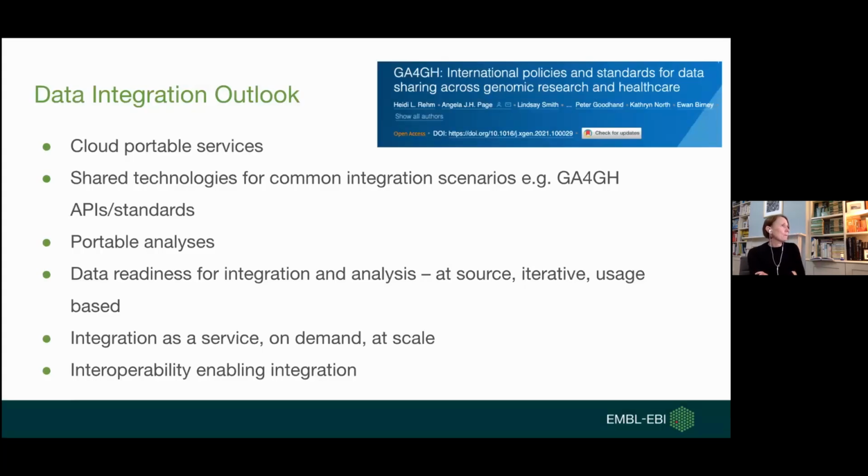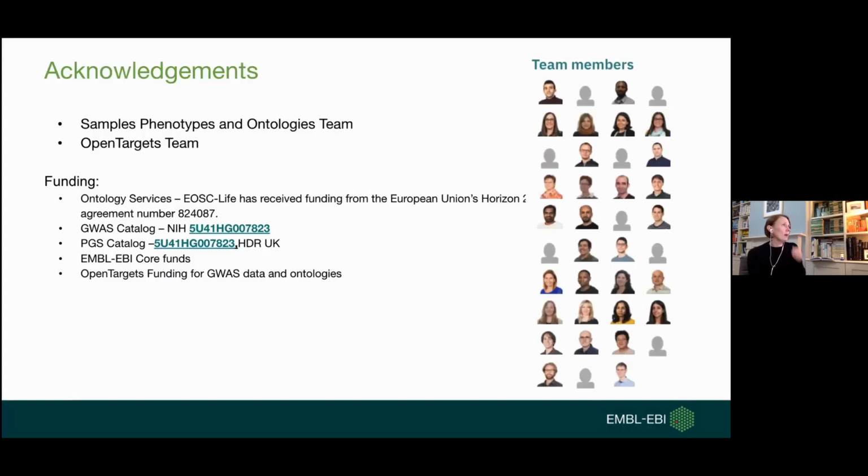So I'm going to finish there and just talk really briefly about outlook. So I think we are going to need cloud portable services, shared technologies for common integration scenarios. Lots of work has come out of Global Alliance for Genomics and Health, and there's a nice paper in Cell Genomics. We need portable analyses. We're shipping off our analyses now, but often we're not doing them in-house. Data readiness for integration and analysis at source. And really we're doing integration as a service on demand at scale, because we have to build more things for more data use cases. And so the interoperability I've talked about here is enabling the integration, but the integration will continue.